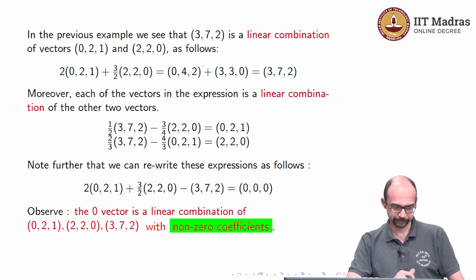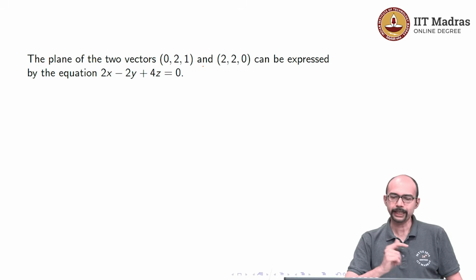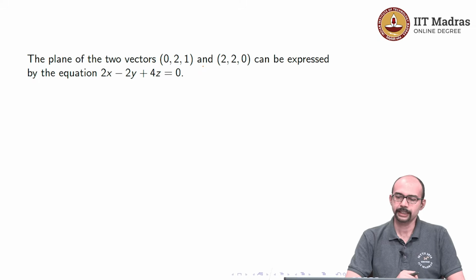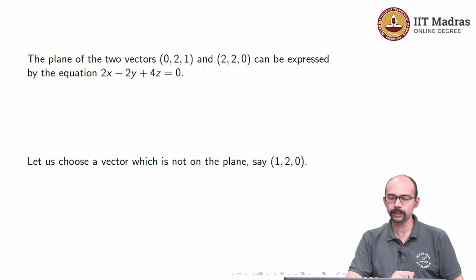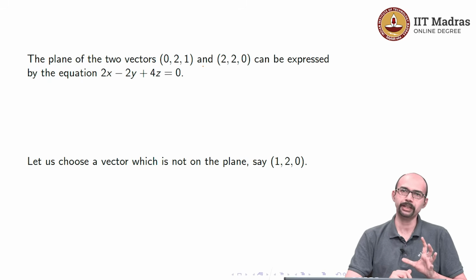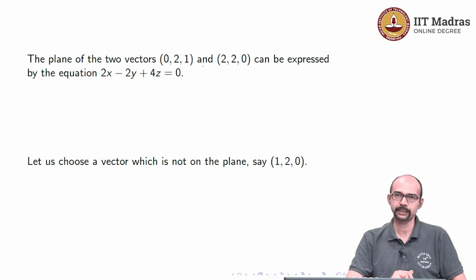So we can in fact get the equation of that plane. The equation of the plane containing the 2 vectors 0, 2, 1 and 2, 2, 0 is 2x minus 2y plus 4z equals 0, and you can check that the third point indeed lies on this plane. Okay, so these 3 lie on the same plane. And so the geometry is somehow converting to this observation that if you take these 3 vectors, you can write 0 as a linear combination in a non-trivial way, meaning with non-zero coefficients.